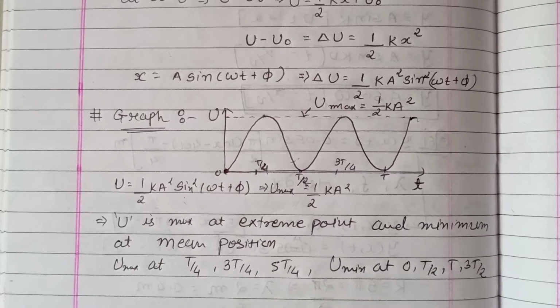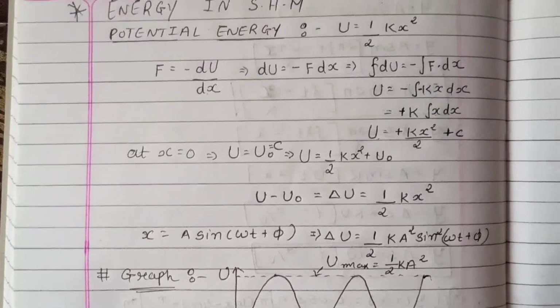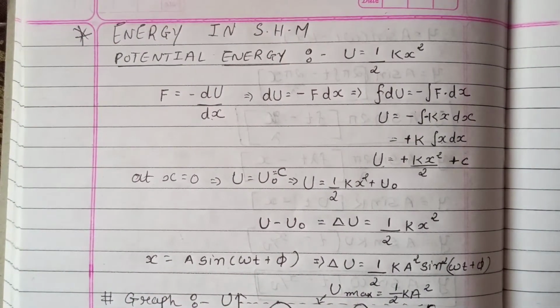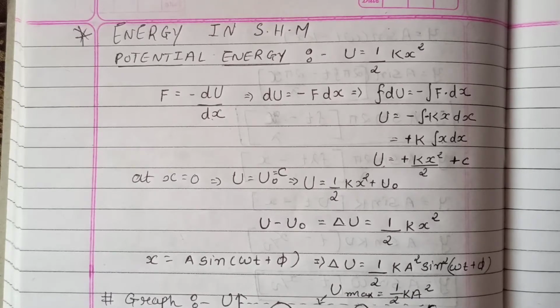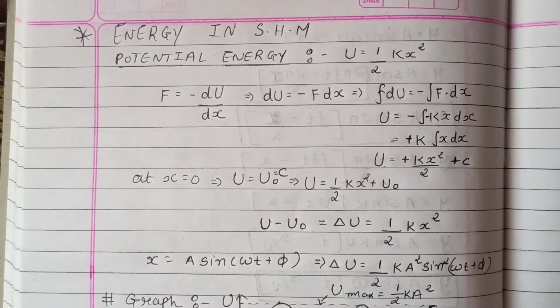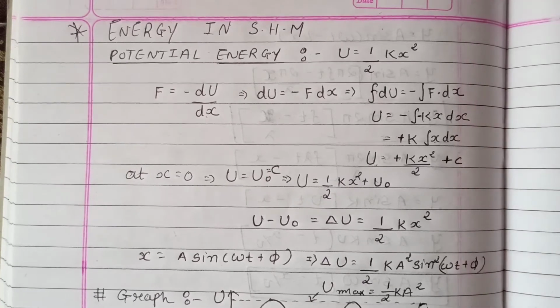Okay, now we discuss the potential energy. This is the most important, all the topics and all the formulas are most important for the potential energy. In SHM, the potential energy is a parabolic function of the displacement. The potential energy is minimum at the mean position, x is equal to 0, and maximum at the extreme point, x is equal to plus or minus a. Remember it, most important.